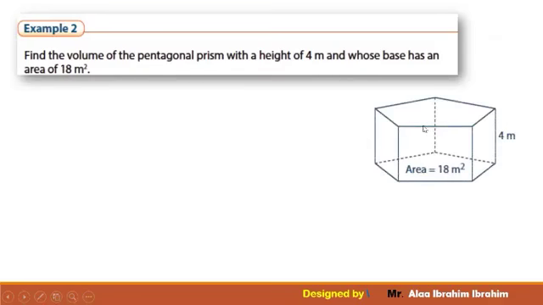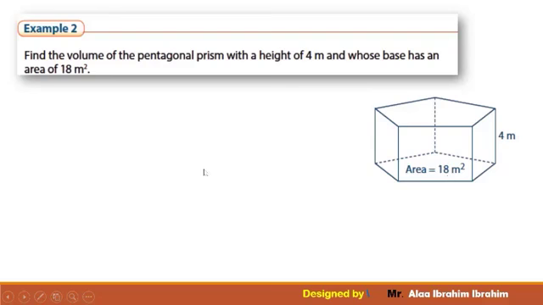If I'm dealing with this shape, this is also a prism. All the lateral faces are rectangles. Remember, all of them are rectangles, and your bases are pentagons: 1, 2, 3, 4, 5. So I deal with a pentagon, so I have to find the area of the pentagon. I gave it to you already, don't worry. The area of the pentagon is 18 meters squared.